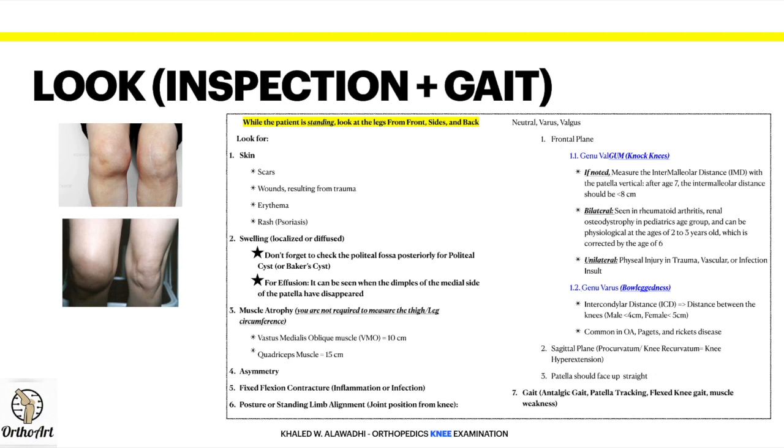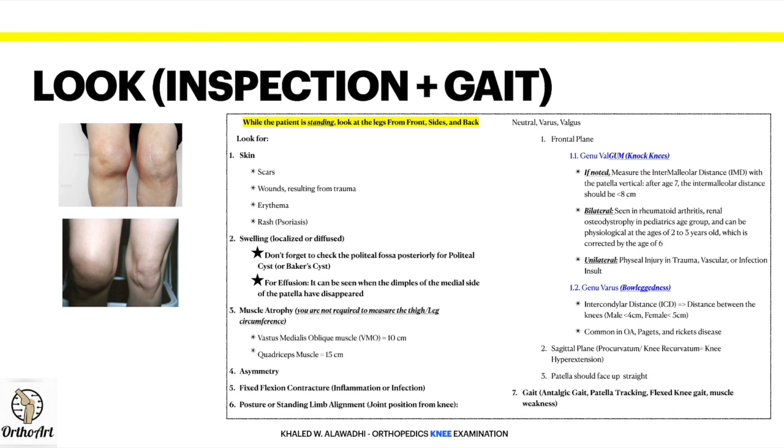When it is bilateral, you can usually see bilateral genu valgum in rheumatoid arthritis, or osteodystrophy in the pediatric age group, or it can be physiological at the age of 2 to 3, which can be corrected by the age of 6 years because the bone is forming. Unilateral is when you have a fracture injury and trauma. That's why I told you earlier to check for asymmetry, vascular infection insult.